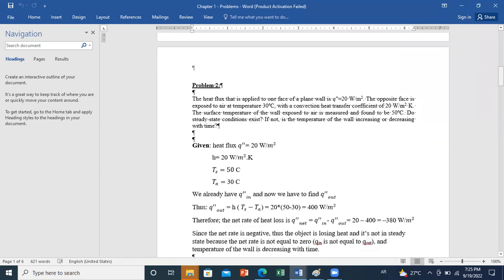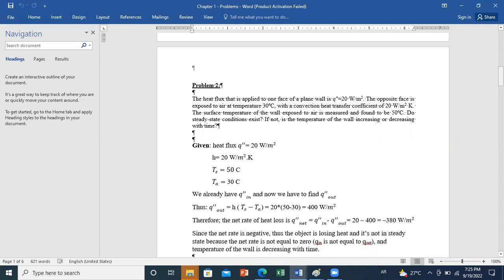A heat flux that is applied to one face of a plane wall is given by q double prime equals 20 watt per meter square. The opposite face is exposed to air at a temperature of 30 degrees with a convection heat transfer coefficient of 20 watt per meter square Kelvin. The surface temperature of the wall exposed to air is measured and found to be 50 degrees. Do steady state conditions exist? If not, is the temperature of the wall increasing or decreasing with time?